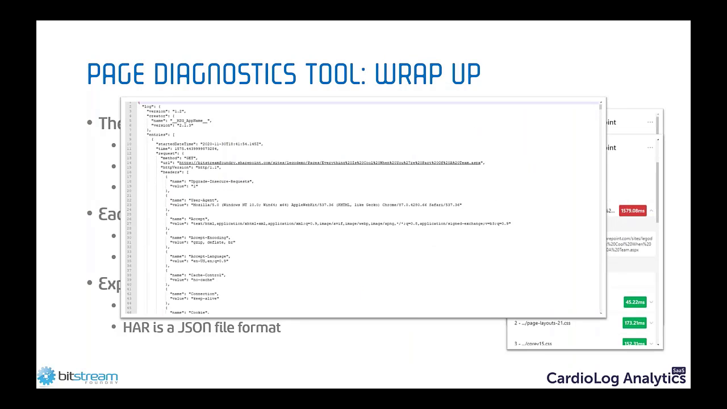So just to wrap up the page diagnostics tool, we can also export the data. It goes in HAR, which is HTTP archive, which is a JSON format, and it kind of looks like this.